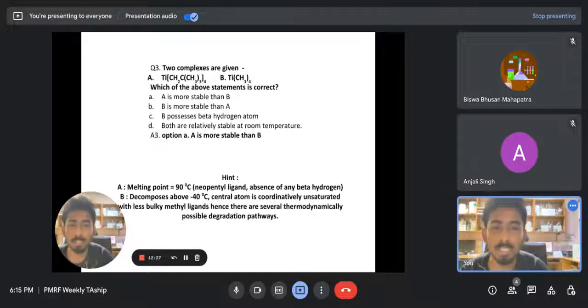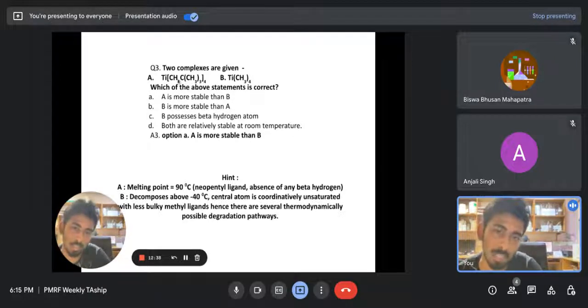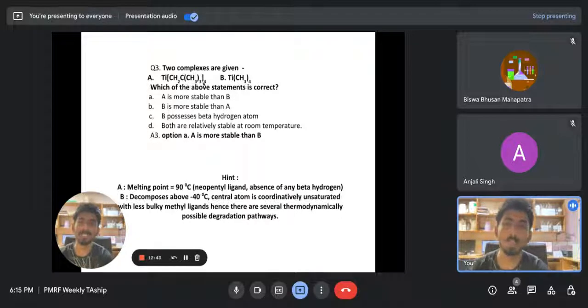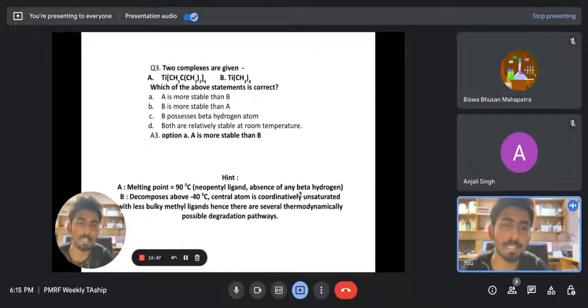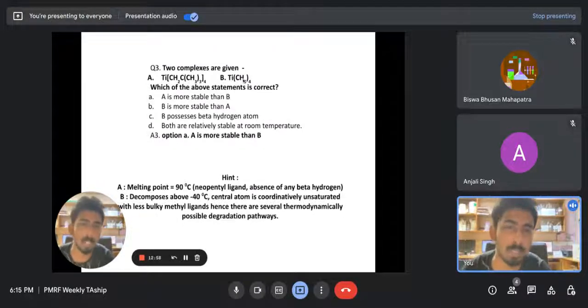But I will give you a hint on this. This is compound A, with a melting point of 90 degrees Celsius. That is a neopentyl ligand. This is just the abbreviated form of this ligand, you can take a note of it. This is CH2CMe3, the neopentyl ligand. I have told you that it is absent of any beta hydrogen, because this is alpha, this is beta, and this is gamma. And the methyl group has only alpha hydrogen atoms, so it is also devoid of any beta hydrogen atoms.